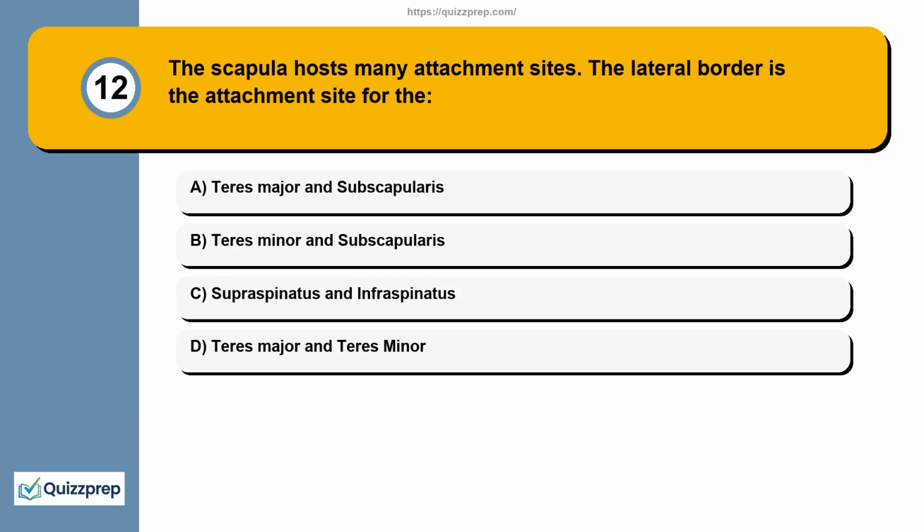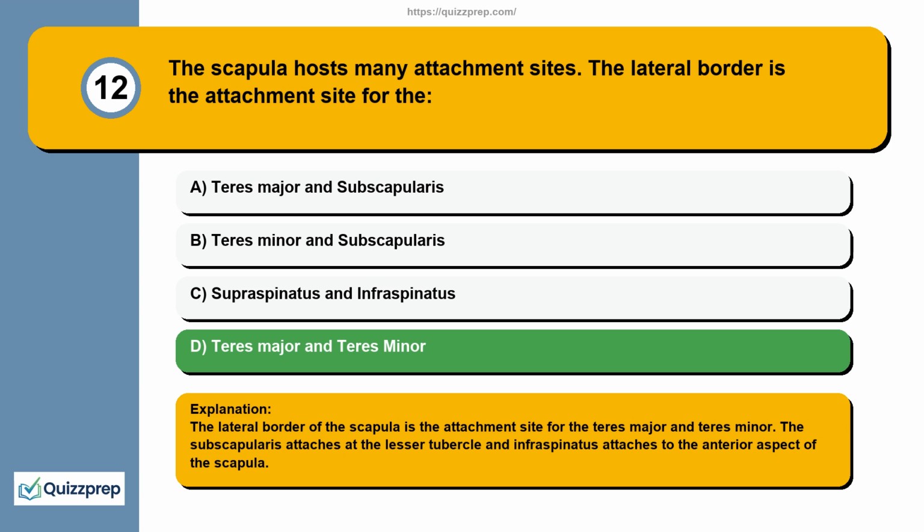Question 12. The scapula hosts many attachment sites. The lateral border is the attachment site for the teres major and subscapularis, teres minor and subscapularis, supraspinatus and infraspinatus, teres major and teres minor. The lateral border of the scapula is the attachment site for the teres major and teres minor.